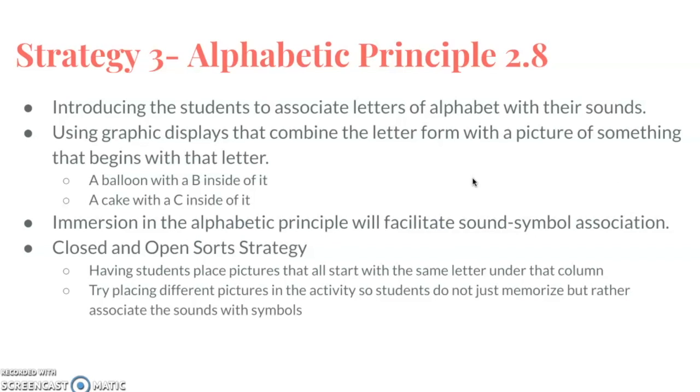The strategy I decided to point out was the closed and open sort strategy. You will have lots of pictures that all start with the same letter, with their words, and the students will try to place the pictures with the appropriate sound for that letter.